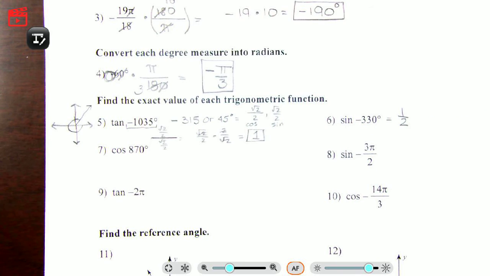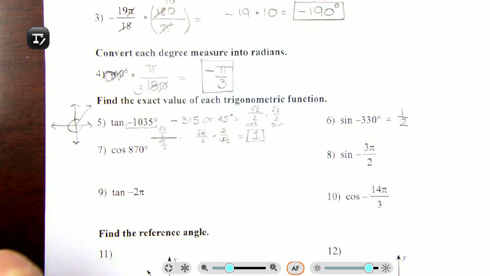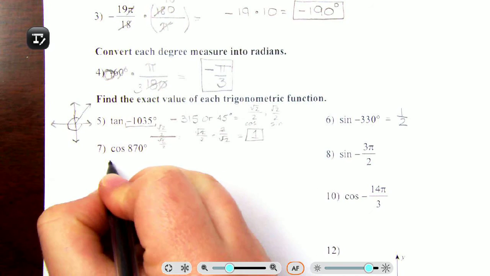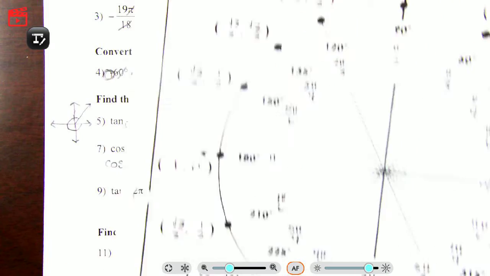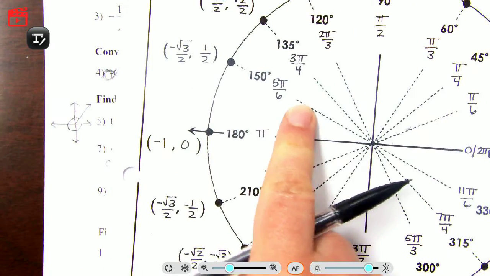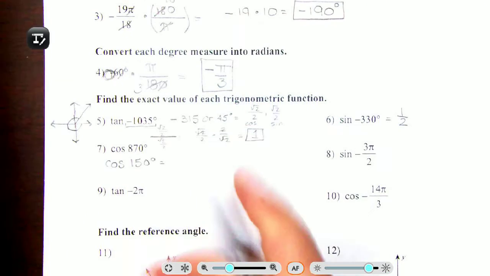And you're using your unit circle to find these out. Cosine of 870, I don't know what 870 is, so I'm going to subtract 360 from it and keep subtracting 360 until I get something manageable. This is the same thing as saying cosine of 150 degrees. Cosine of 150, I'm looking for 150, there it is. Cosine is my x value, so I have negative root 3 over 2.